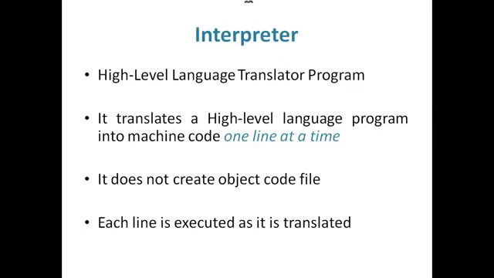And the third type of translator is the interpreter. The interpreter is also a high-level language translator program, but it is different from the compiler. Why? Because it translates the high-level language program into machine code one line at a time. It translates one line and then executes it, then translates the second line and then executes it. So it does not create the object code file. It translates the source code into the object code, but does not separately create a file. So each line is executed as it is translated.